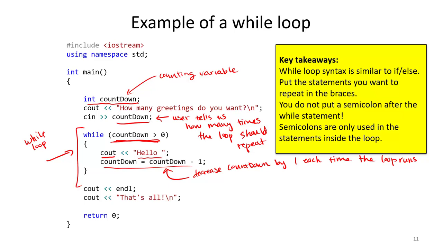Let's try just briefly walking through that. Suppose countdown was 3. If we ask the user, and they told us countdown was 3, then while countdown is greater than 0, 3 is greater than 0, right? So our loop condition is true, and we'd go ahead and run. So when countdown is initially 3, we get a hello.